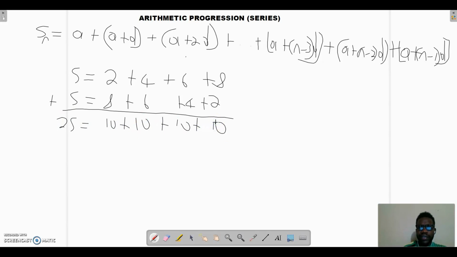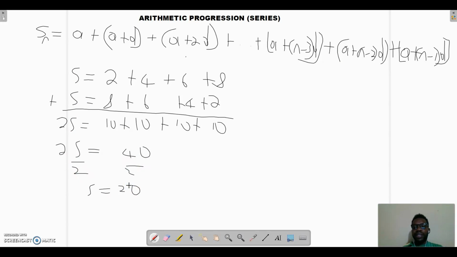So what do we realize? If we turn the arithmetic series around and add it to the original series, the sum of the values will all be the same. What does that mean for me? It means that I have 2 times the series, so 2S would be 40. If I want the sum of the series, I would simply divide both sides by 2. So S is equal to 20.